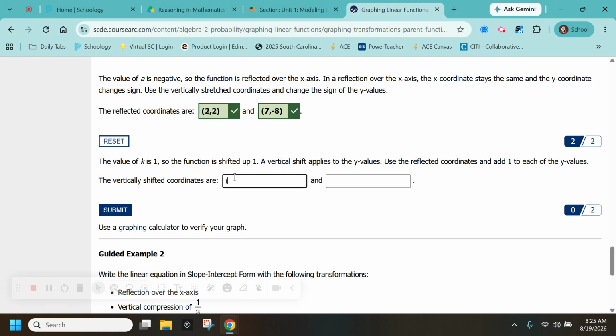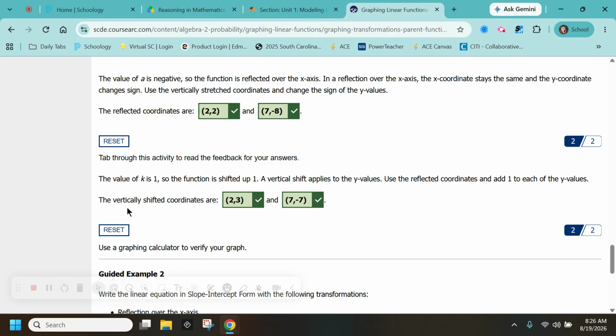Last but not least, we had a vertical shift up 1, so that applies to your y value. So we're going to simply add 1 to each of the y values. So again, the x's stay the same. 2 plus 1 is 3. X stays the same. Negative 8 plus 1, be careful, is negative 7. Does not become negative 9. That would be negative 8 minus 1.